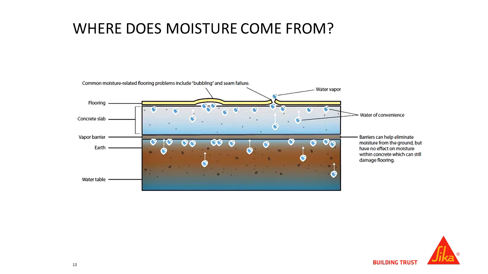This barrier can help eliminate moisture from the ground, but has no effect on moisture within concrete, which can still damage floor. So typically that vapor barrier is installed to protect the finished floor from water coming up from the water table. The problem is that water vapor barrier is not always properly installed.